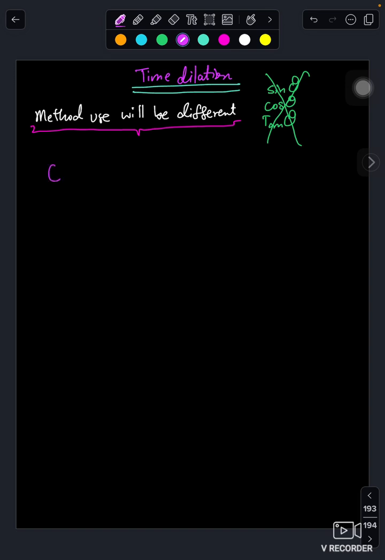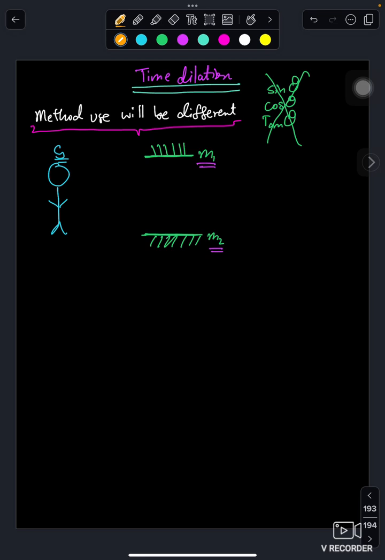Imagine there's a person standing here, and he is looking at two mirrors. This is mirror 1, and this is mirror 2. This person is S. His name is S. He's in a non-moving frame of reference.